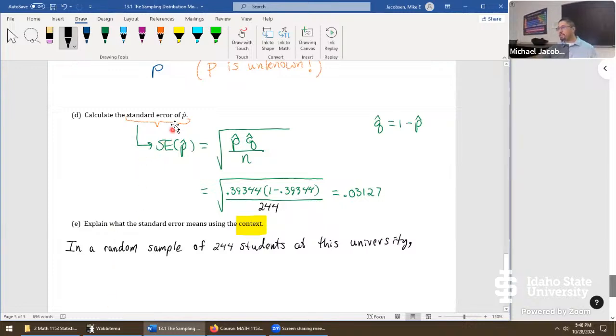Now, we're trying to give an interpretation of the standard error. So we have to say, what is it even in the first place? It's an approximation of something else, the standard deviation. So that's part of our interpretation here.